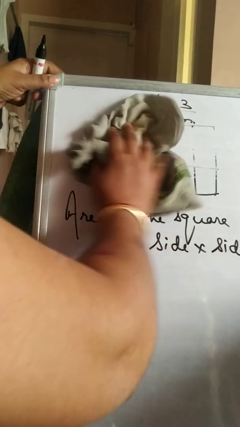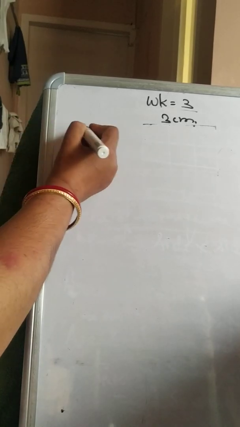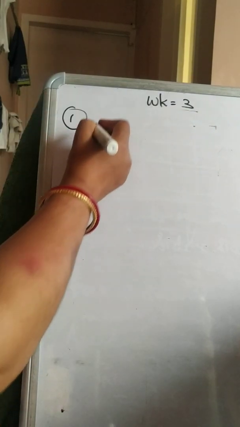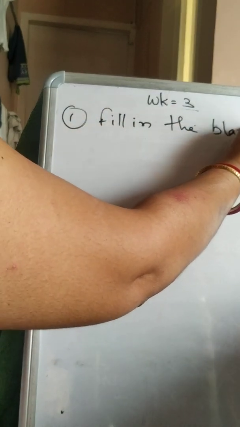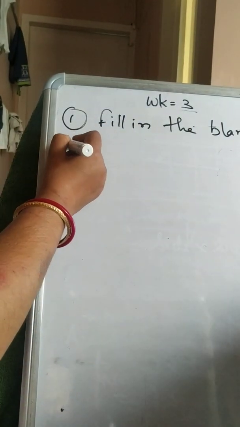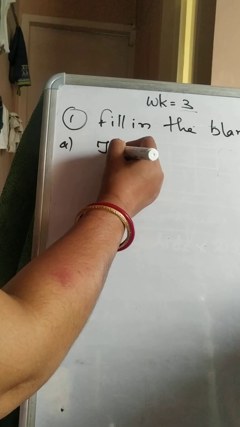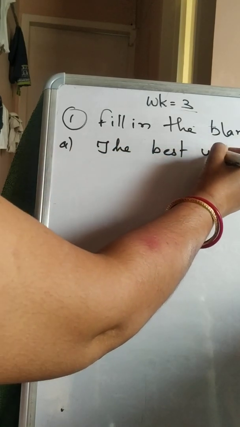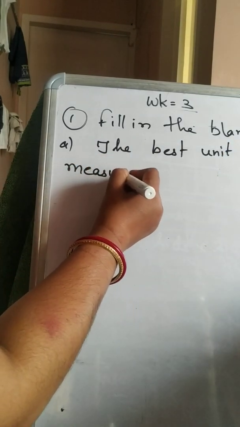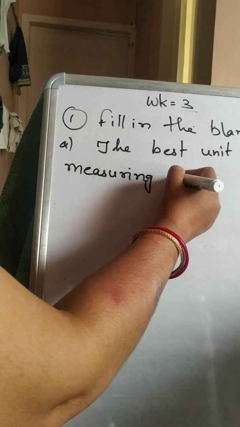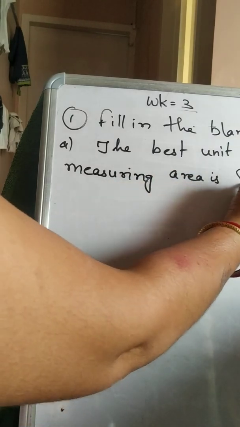Now come to worksheet number 3. That is word problem. Now come to worksheet number 3, question number 1. Question number 1 is fill in the blanks. First one is A. The best unit of measuring area is what? Square.